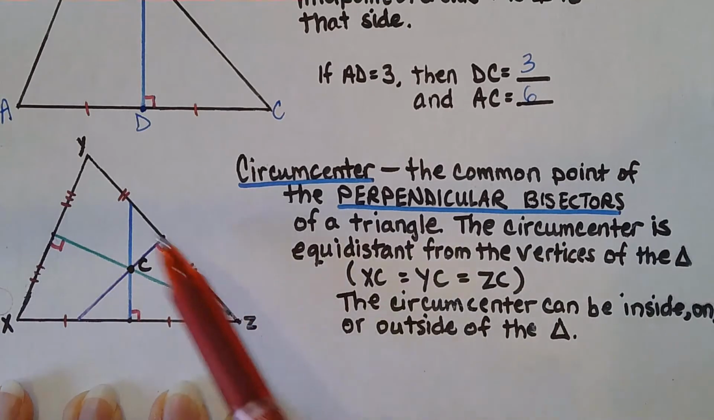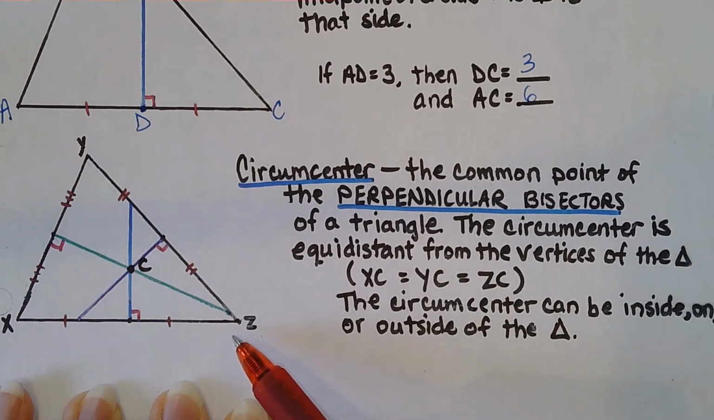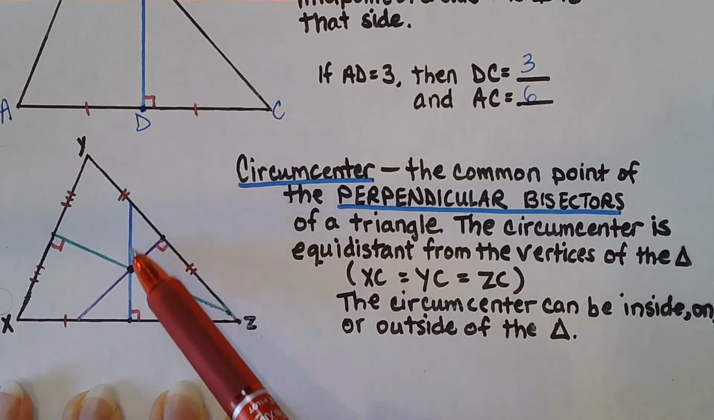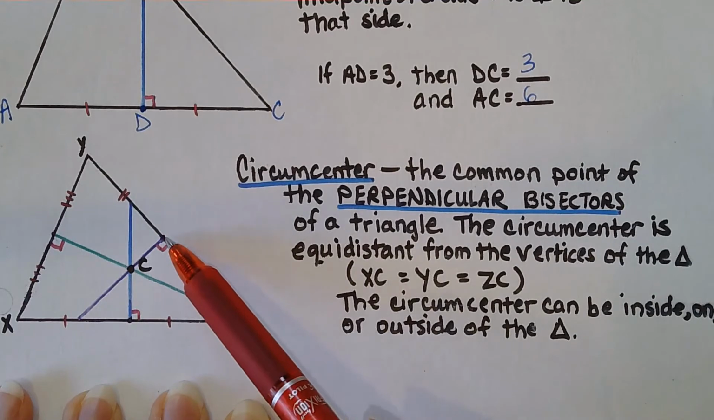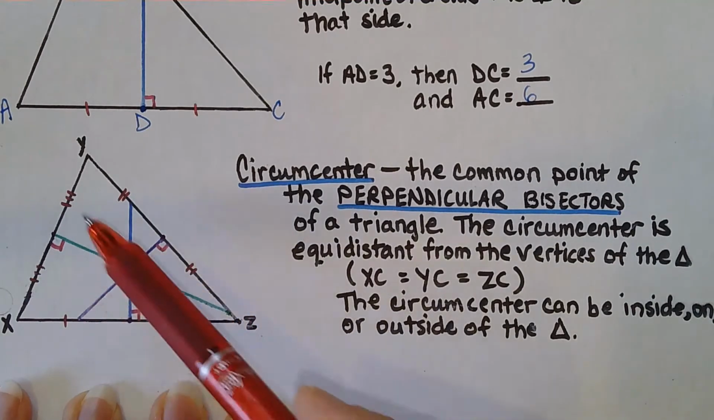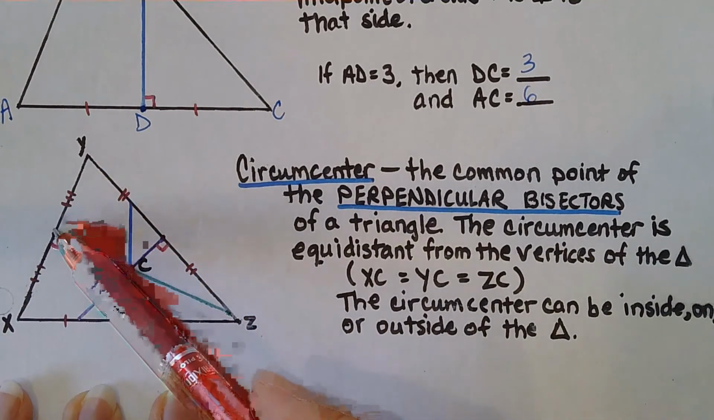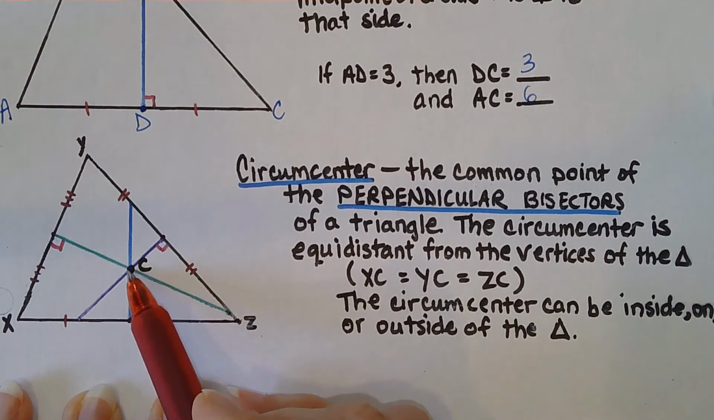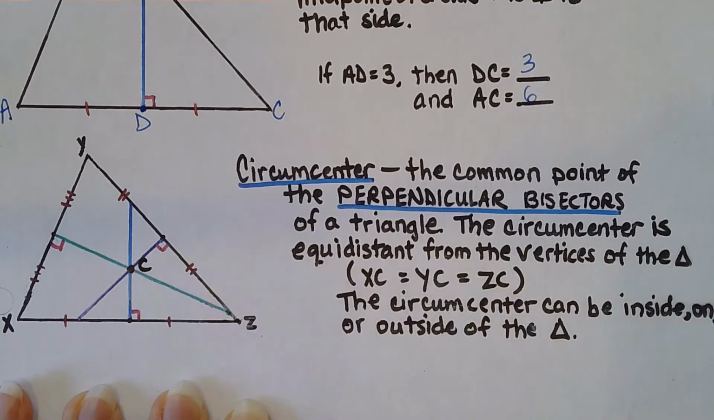This is just the triangle, and for each of the sides, I've drawn in the perpendicular bisector. So I found the midpoint of each side and drew a line that was perpendicular. Found the midpoint of YZ, draw in a line that was perpendicular. Found the midpoint of XY, draw in a line that's perpendicular. This point right here is called the circumcenter. The circumcenter is where all the perpendicular bisectors intersect. It's where all of the perpendicular bisectors meet.